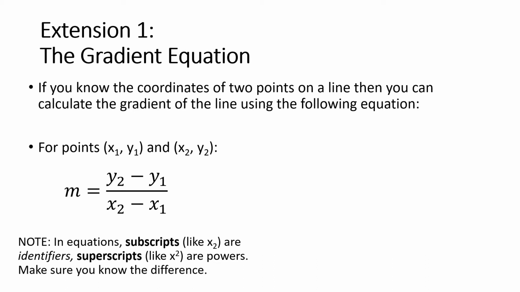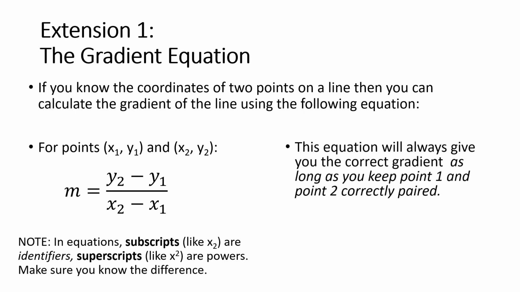And just before we move on, note that these are subscripts, y2 and y1. These are identifiers for different points. Superscripts, like x squared, are powers, and the difference is very important, so make sure you don't get that confused. However, if we subtract one y coordinate from the other and divide that by the subtraction of one x coordinate from the other, that will give us the gradient, and it will always give us the correct gradient as long as you keep point 1 and point 2 correctly paired.